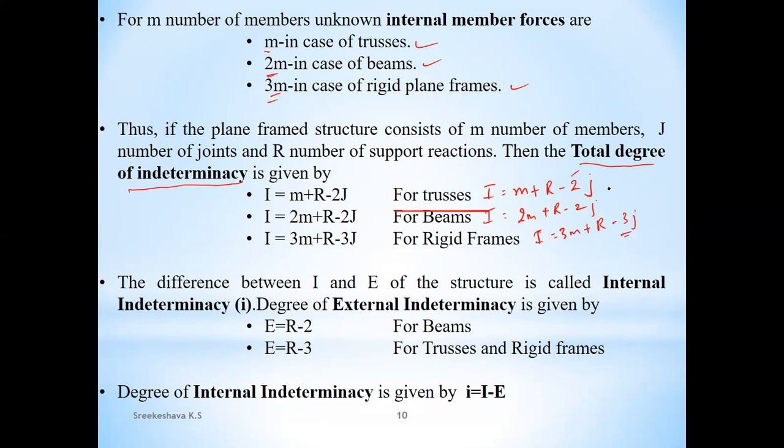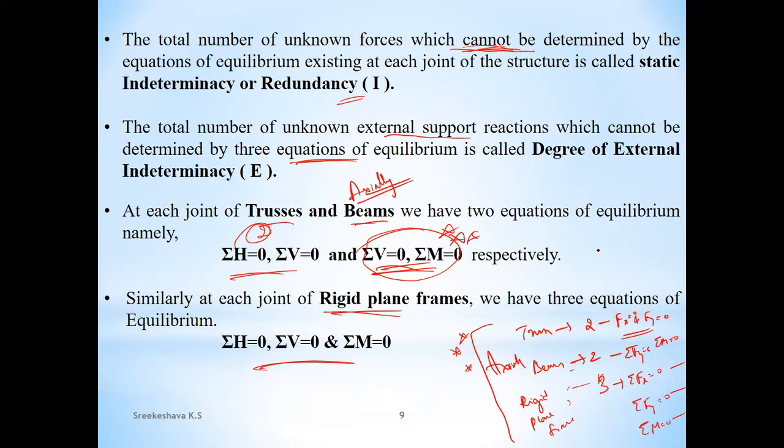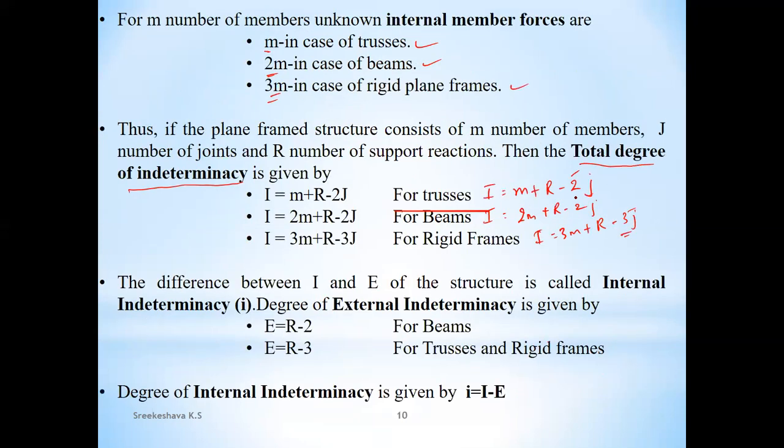What are those 2, 2, 3? These are equations of statics. For truss, 2. For beam, 2. For rigid frames, 3. So we have to multiply with the number of joints. That's why for truss there are 2 equations of statics, for axially rigid beams 2 equations of statics, and for rigid plane frames 3 equations of statics.